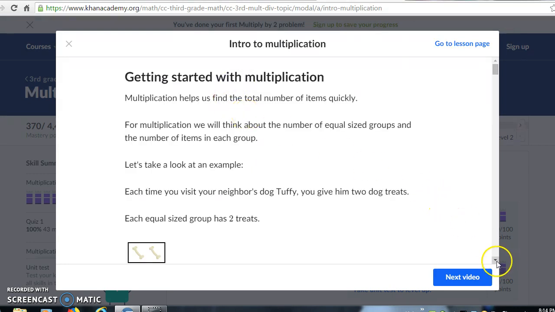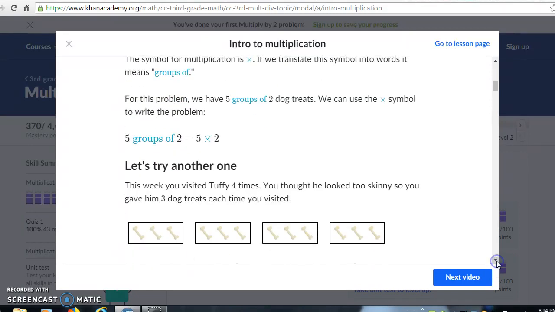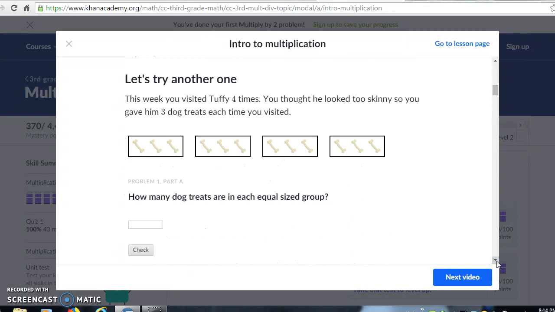And if I scroll down, my lesson starts to become interactive, meaning that I can answer questions as I'm reading through my lesson. So here's a problem that they give us to answer. So we have, this week you visited Tuffy 4 times. You thought he looked too skinny, so you gave him 3 dog treats each time you visited. And then they draw out a picture for us. And then our question is, how many dog treats are in each equal-sized group? So we want to know how many treats are in each of those groups.